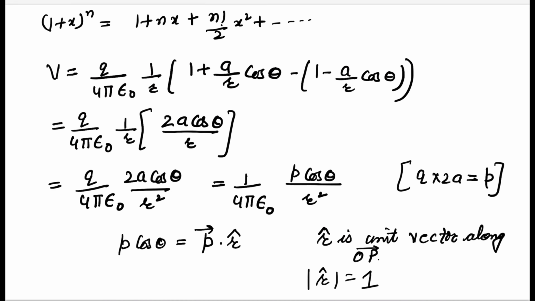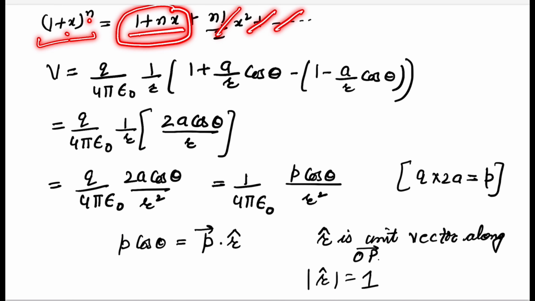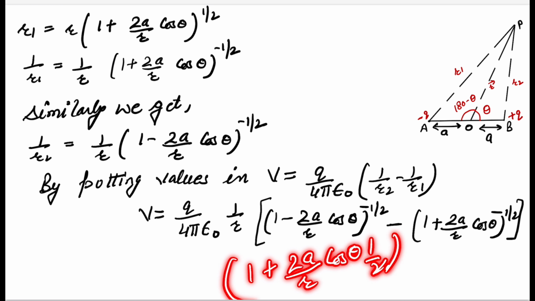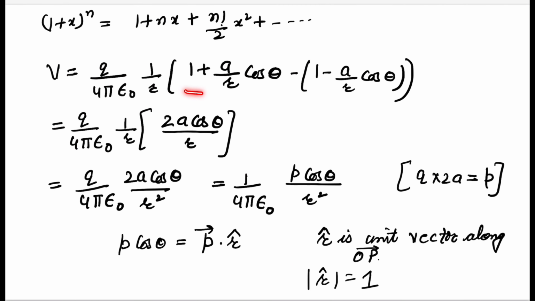We know that the binomial theorem states that (1 plus x) raised to power n can be written as 1 plus nx. We are going to deal with this term only. These higher terms can be neglected. In this expression, this is your x value and this is your n. n is minus 1 by 2 and your x is minus 2a by r cos theta. So it will be 1 plus nx. So it will be 1 plus 2a cos theta by r into 1 by 2. Negative sign will go, half will go. So you will get 1 plus a cos theta by r only.